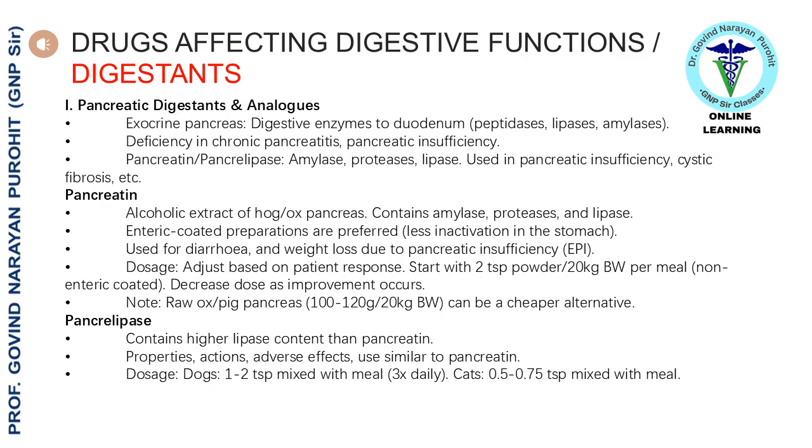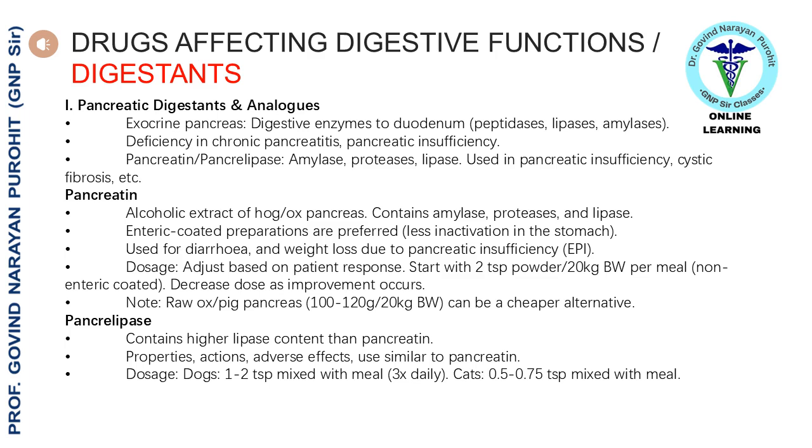1. Pancreatic digestants and analogues. The exocrine pancreas delivers digestive enzymes to the duodenum: peptidases, lipases, amylases. Deficiency occurs in chronic pancreatitis and pancreatic insufficiency. Pancreatin, pancrelipase: amylase, proteases, lipase. Used in pancreatic insufficiency, cystic fibrosis, etc.